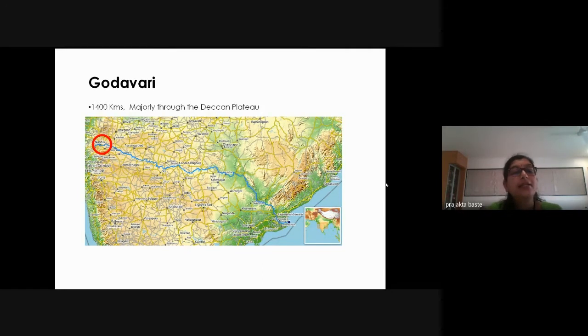It arises in the mountain range called Trimbakeshwar, which is there in Nasik. Here you can see that Nasik is located at the origin of River Godavari, and Trimbakeshwar is just around 20 kilometers from the city of Nasik. So this is a basic orientation to locate all of you, if you are from varied regions of India, to understand what the river origin is in the country of India. It is the city of Nasik and the hill range of Trimbakeshwar where it originates and starts flowing through the Deccan Trap of India.